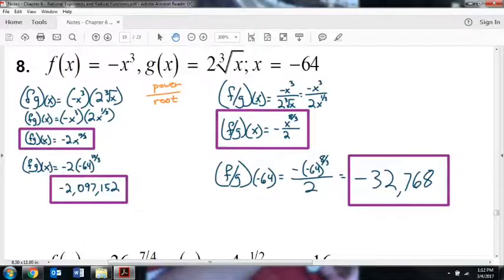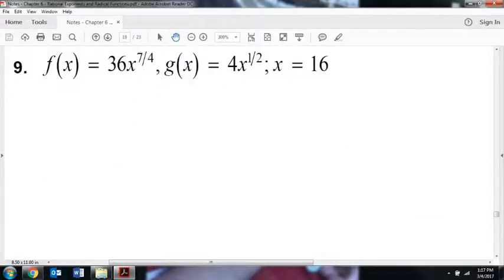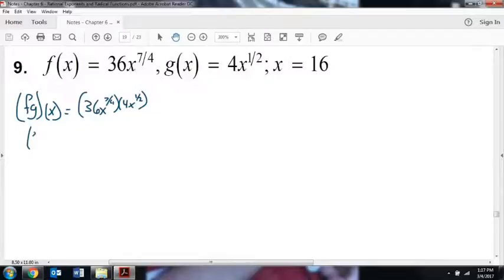Let's just do that one real quick too. All right, number 9 is more of the same. Again, we'll just burn through this real quick. F times g of x equals 36x to the 7/4 times 4x to the 1/2. All right. So f times g of x equals 36 times 4, which is 144.